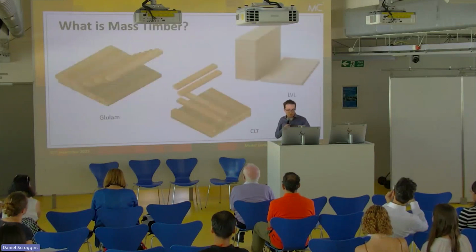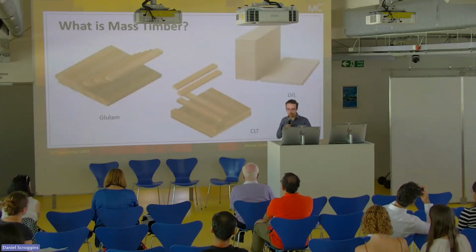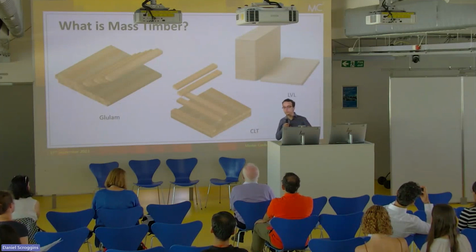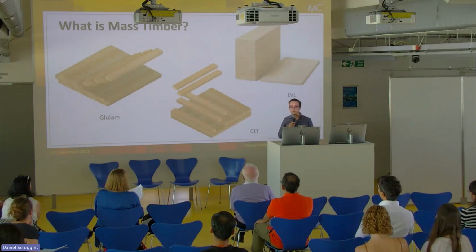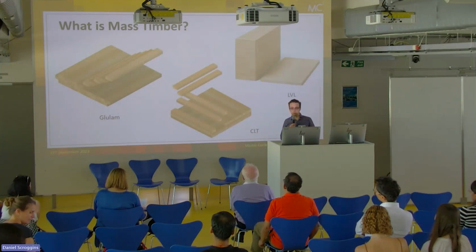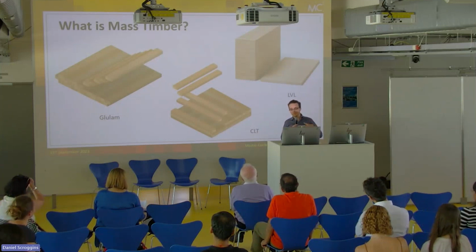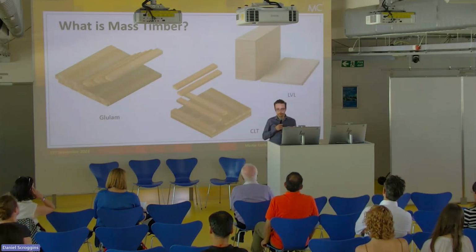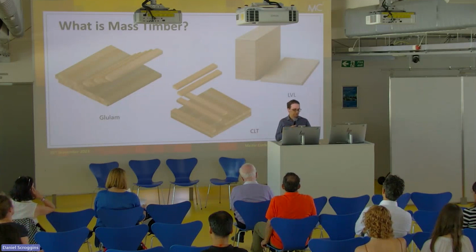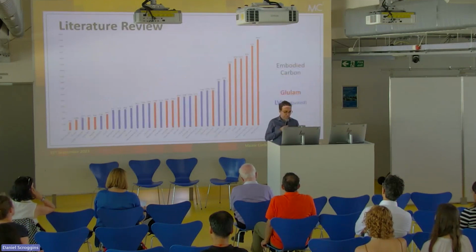So what is mass timber? It's also called engineered wood product. It's basically layers of wood dried in a kiln and glued together. One of the most popular ones is glulam, where all the layers are in the same direction. Then there's also cross-laminated timber, more useful for surfaces, and LVL that is similar to glulam, but instead of having thick layers, you have like 3 millimeters small veneers.